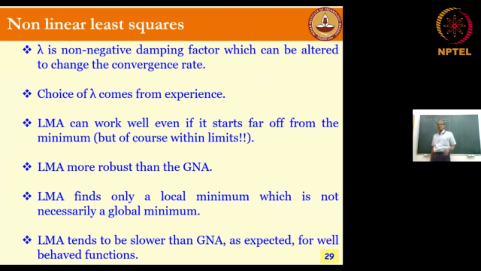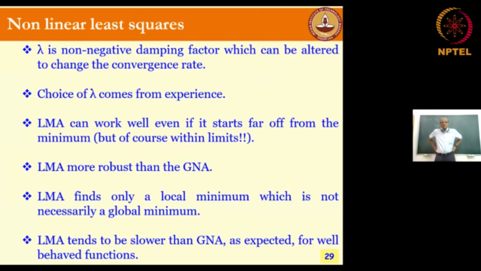Okay. Lambda is a non-negative damping factor and can be altered. Choice of lambda comes from experience. LMA can work very well even if it starts far away from the minimum. LMA is more robust, but even then it has its own limitations.